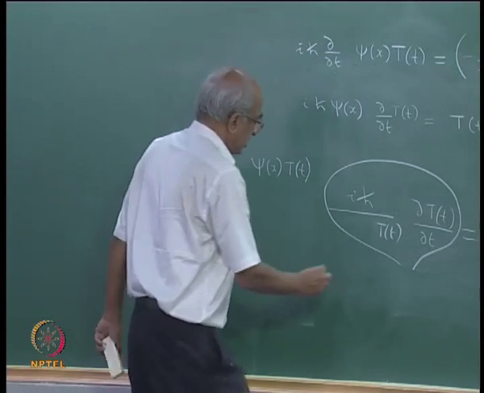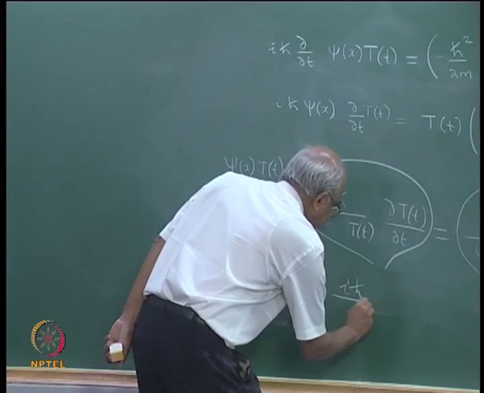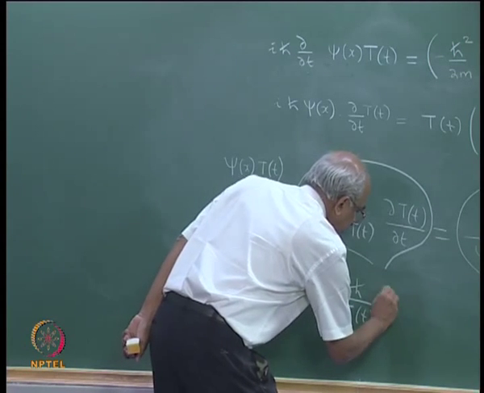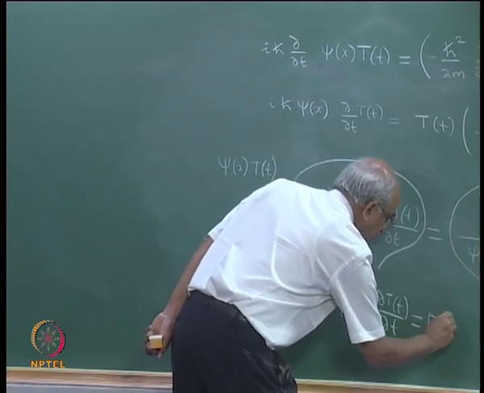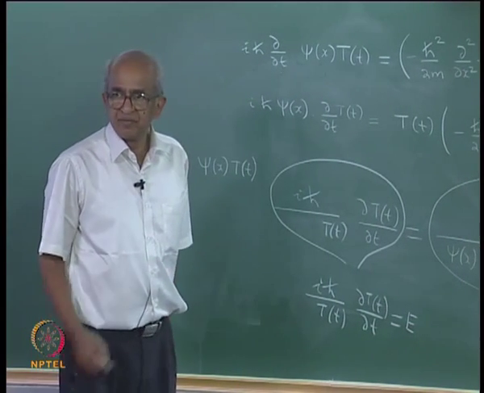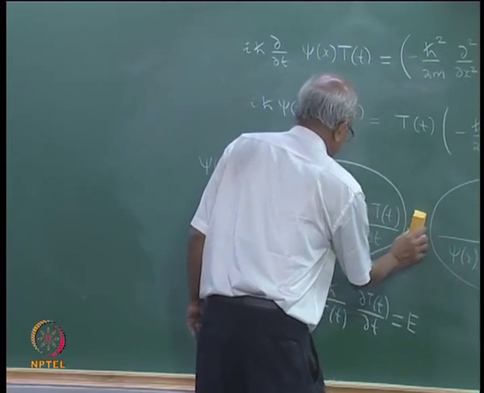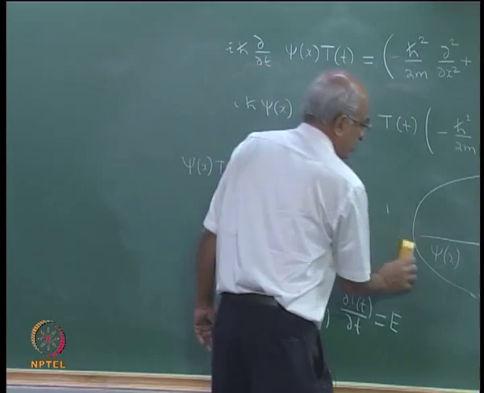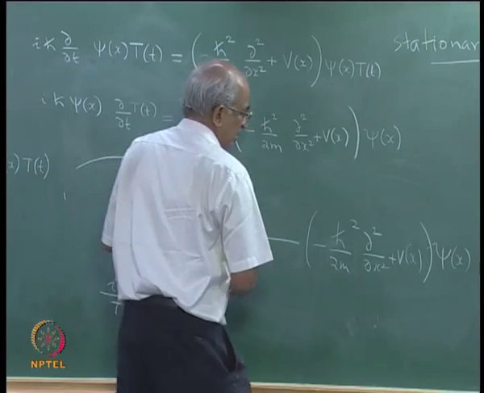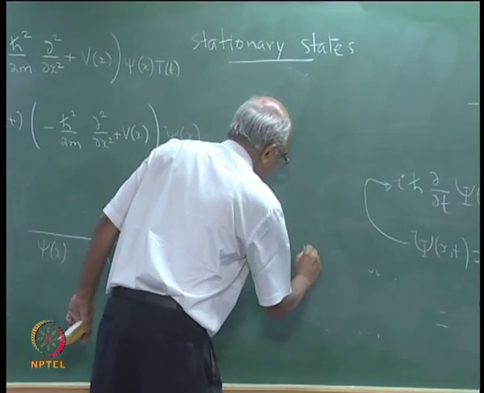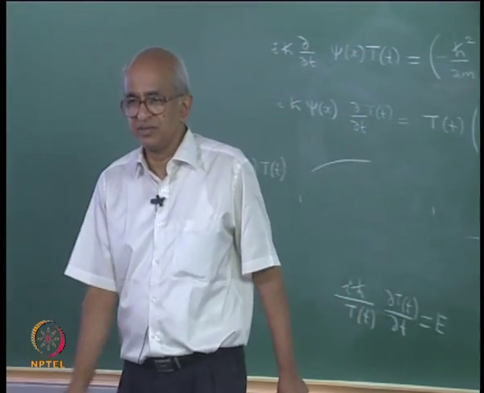So, what has happened is that I have got an equation which reads iħ divided by capital T of t, ∂T/∂t, is equal to E. That is one equation that I have obtained, correct, and I have obtained another equation. Let me just, as I said, I am somewhat lazy, I do not want to write things again and again. So, I will just say that this is equal to E. So, these are the two equations that I get.